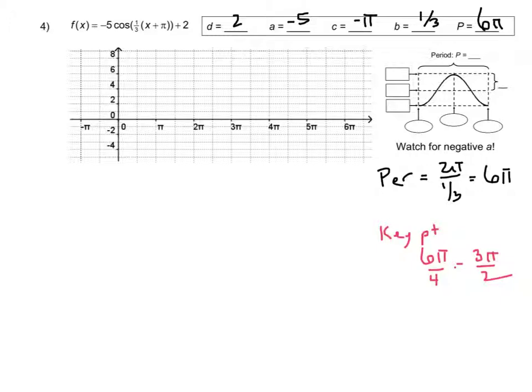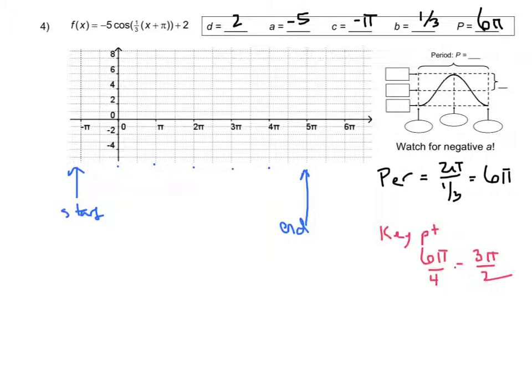Now, I'm going to take care of my shift, so I know I'm going to set up your prep work. I know I'm going to go left pi, so I'm going to start here. And then, taking care of my period of 6 pi, so here's 1 pi, 2 pi, 3 pi, 4 pi, 5 pi, 6 pi. So I should end one full cycle at 5 pi.